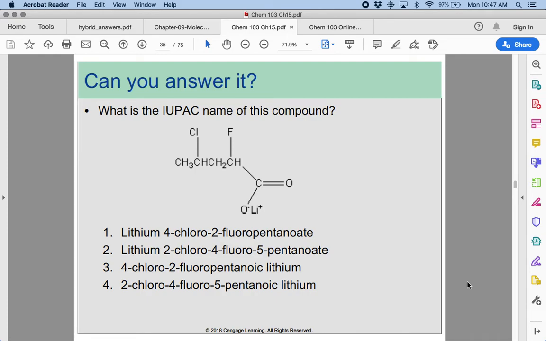So go ahead and answer this question. This would be lithium 4-chloro-2-fluoropentanoate.